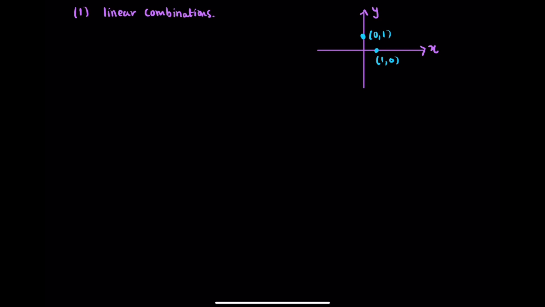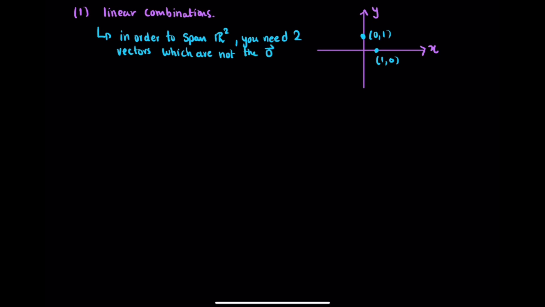So let me write that down. In order to span R2, so in order to basically map out the entirety of the two-dimensional plane, you need two vectors which are not the zero vector and are not scalar multiples of each other.